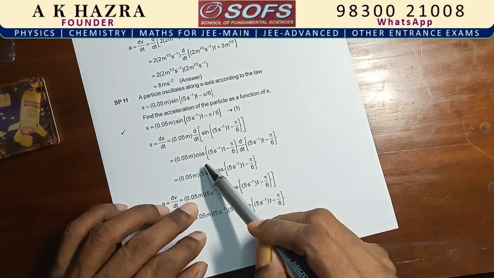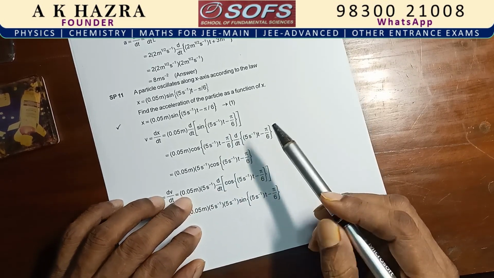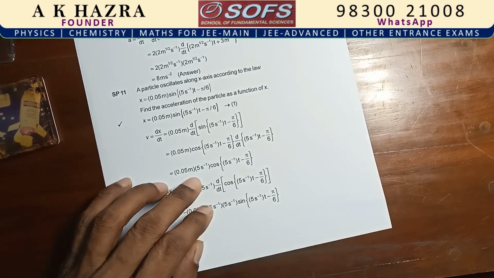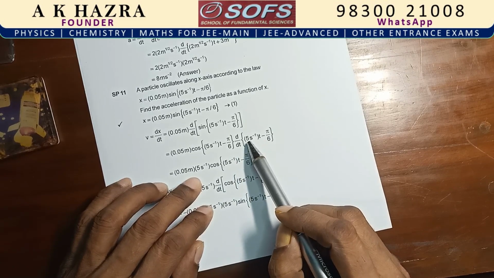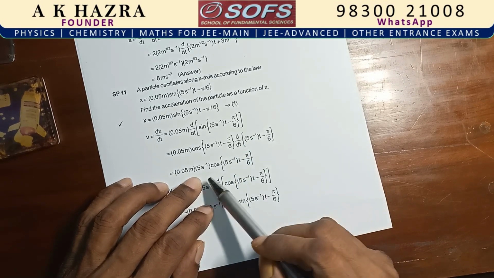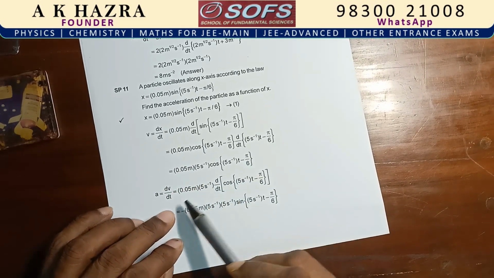So d/dz of sin z is equal to cos z, times d/dt of z. 0.05 meter, now from here we will have 5 per second. d/dt of t is equal to 1, so 5 per second is taken out. Cos of this one remains as it is.